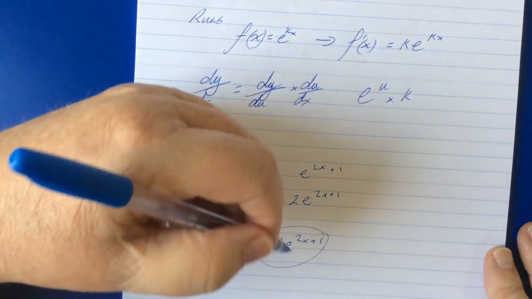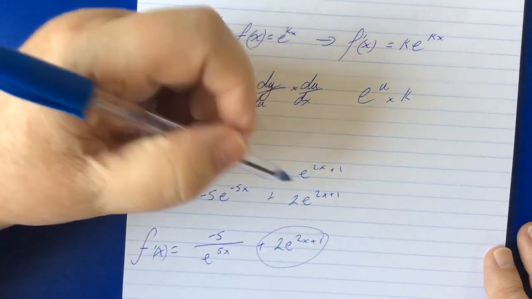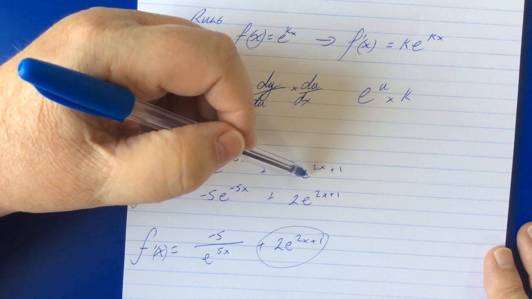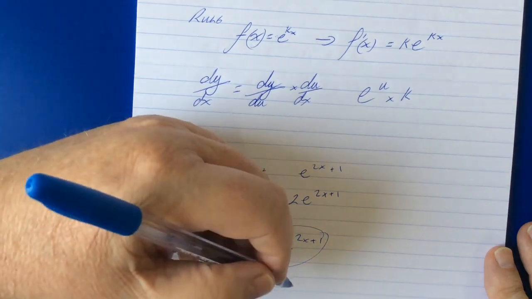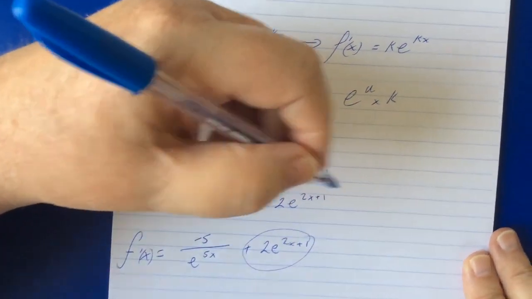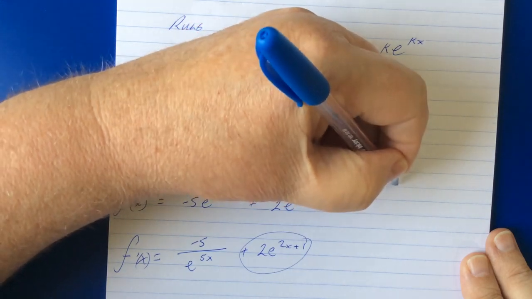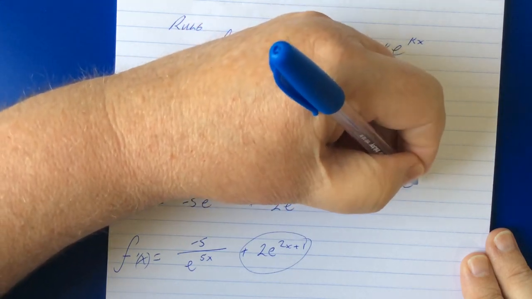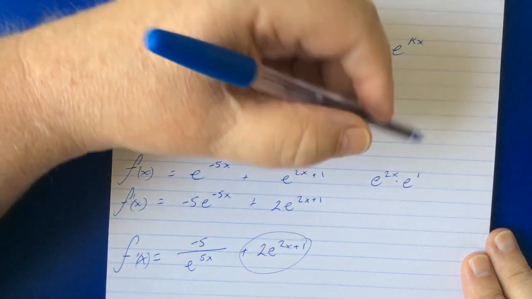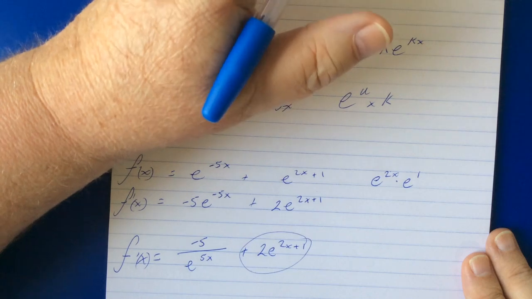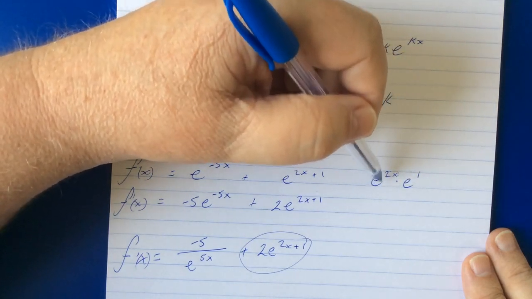So how we come to this is by means of splitting up this expression. For those of you who are interested, have a look at this. So this is e to the 2x times e to the 1. Okay, now that's u and that's u, and we will differentiate both of these.